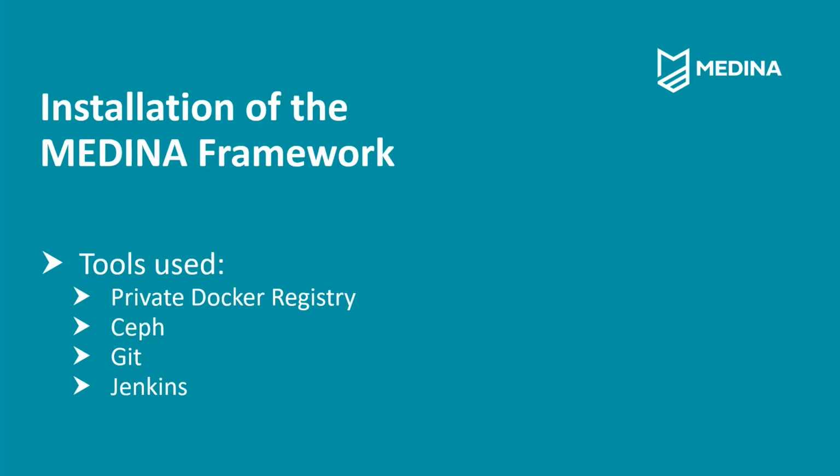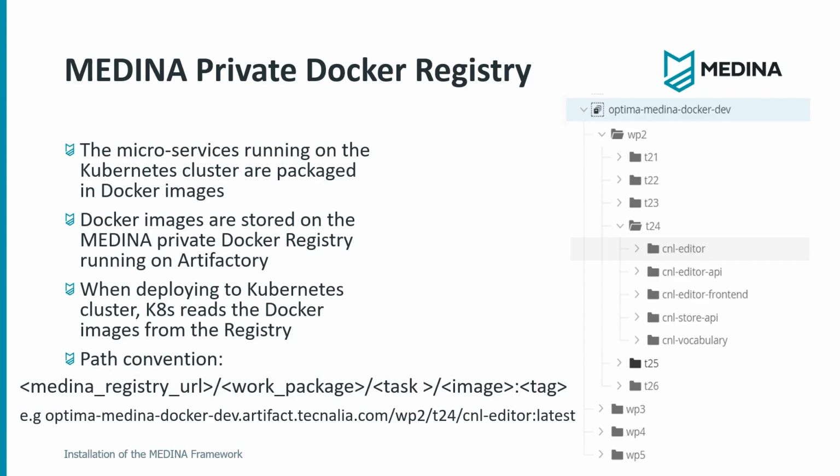Now, a brief description of the required technologies for installing and running the MEDINA framework. In particular, the main tools used are a private Docker registry, Ceph, Git, and Jenkins. The microservices running on the Kubernetes cluster are packaged in Docker images and stored on a private Docker registry running on Artifactory. We used Artifactory, but there are also other open-source registries like Harbor and Nexus. To ensure that Kubernetes accesses the Docker registry, a specific integration has been carried out. A secret has been created with the registry credentials. This allows Kubernetes to pull the microservice image and then run it on the cluster.